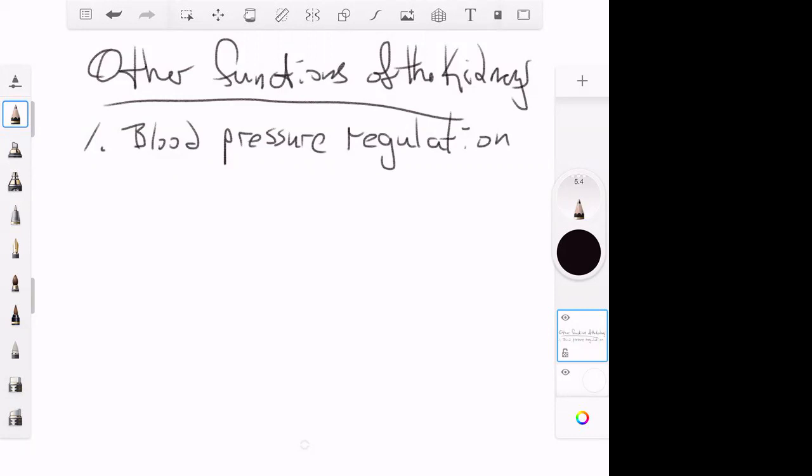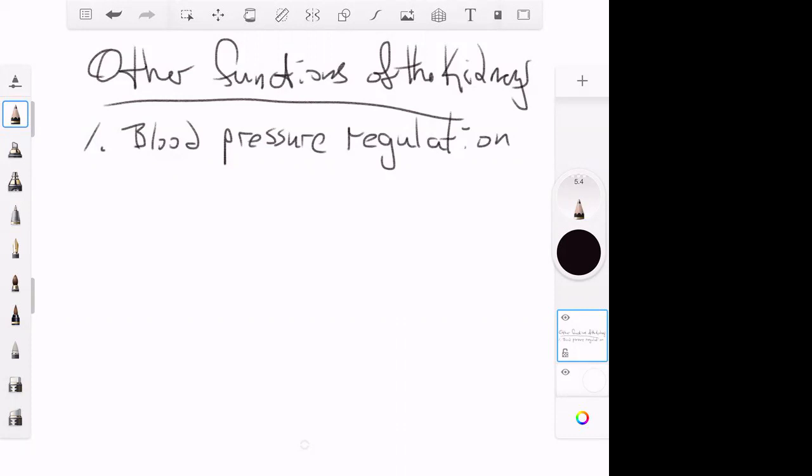So how does that happen? Well, with the antidiuretic hormone, ADH, that is going to open up water channels and allow water to be reabsorbed back into the system. That is going to increase blood volume, which is going to increase blood pressure. Salt can be reabsorbed with the help of aldosterone. If salt is reabsorbed, that is going to cause water to be reabsorbed because water follows salt. And if water is reabsorbed again, then that's going to increase volume again, and that's going to increase blood pressure.